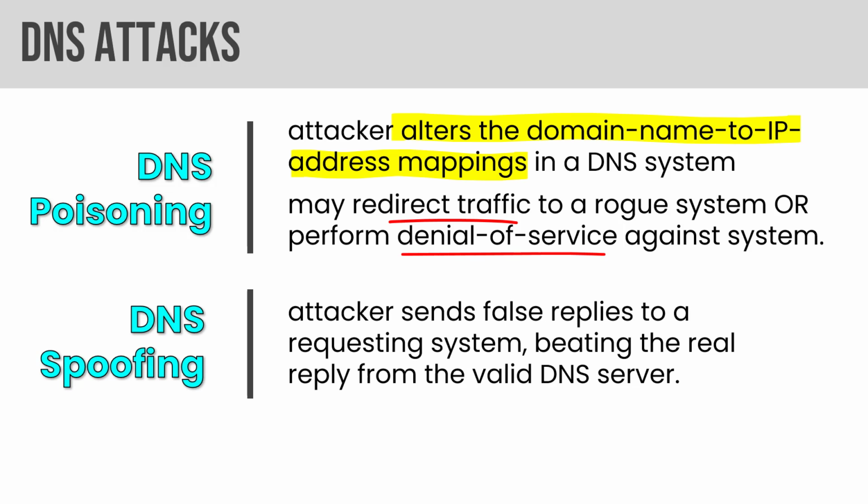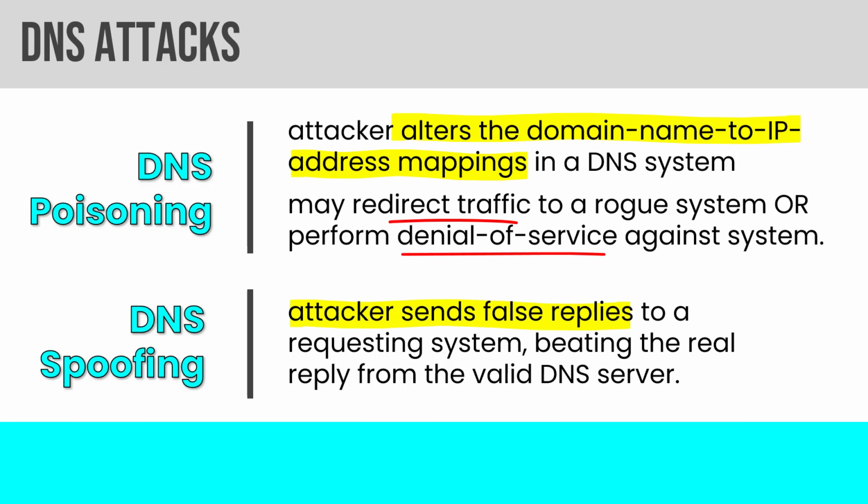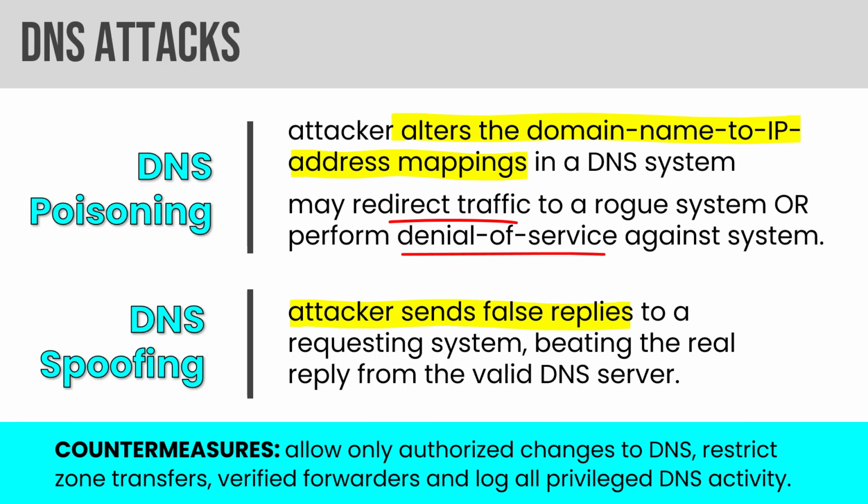There's DNS spoofing, where an attacker sends false replies to the requesting system, basically beating the real reply from a valid DNS server. Now, there are a few effective countermeasures against these types of DNS attacks. You can, number one, only allow authorized changes to DNS. You can restrict your zone transfers to specified machines, or to and from specified machines, using only verified DNS forwarders, and logging all your privileged DNS activity, all your DNS administrative activity.